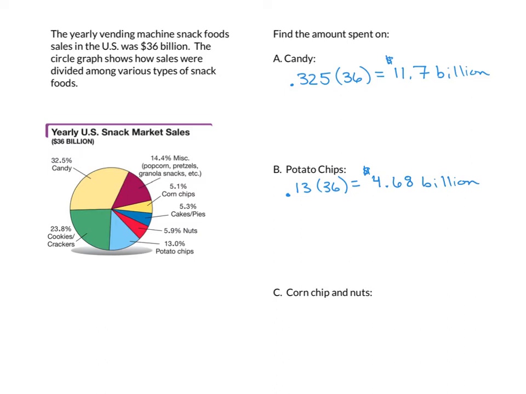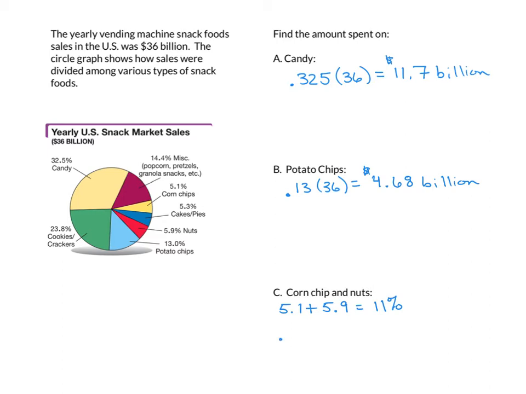And the last one, we want to know the amount spent on corn chips and nuts. So we can do this one of 2 ways. We can calculate how much is spent on corn chips and how much is spent on nuts, and then add the 2, or we can start by adding our percentages. I'm going to go ahead and add my percentages, that way I only have to multiply 1 time. So if we add 5.1 plus 5.9, we get 11% is spent on corn chips and nuts.